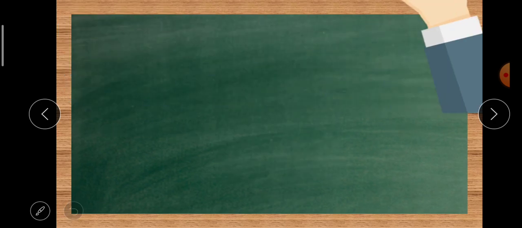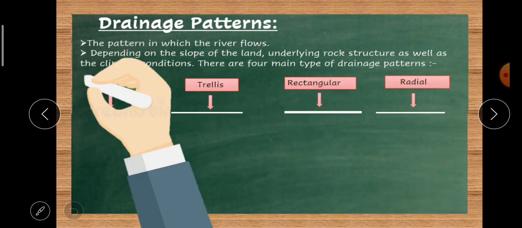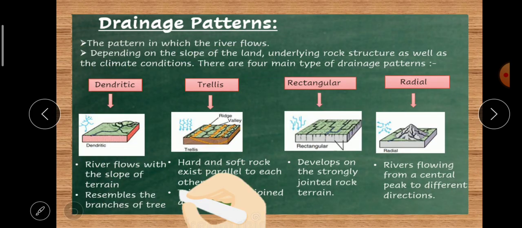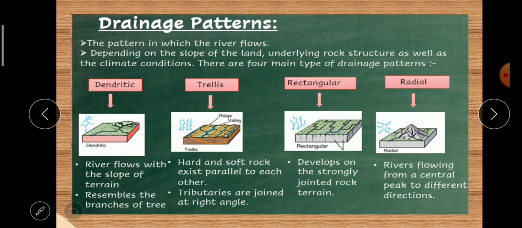So our next topic was drainage patterns. First of all, what are drainage patterns? The pattern in which the river flows is known as drainage patterns. Depending on the slope of the land and underlying rock structure, meaning what kind of rock is lying under the land, whether it is hard or soft.